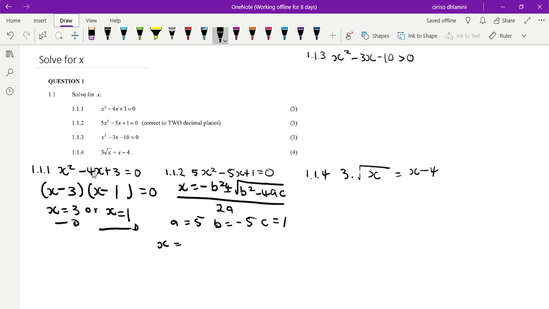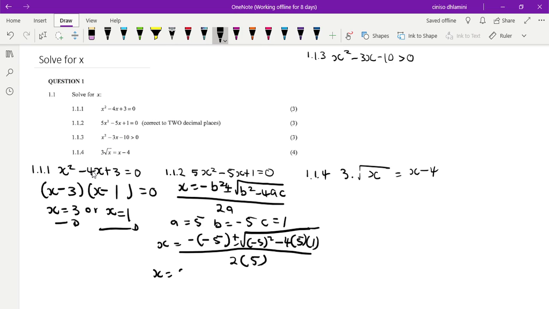So x equals minus into minus 5, plus or minus the root of minus 5 squared minus 4 times a, which is 5, times c, which is 1, all over 2 times 5. And then you're going to get x equals 5 plus or minus root of 5 all over 10, which in decimal form is x equals 0.72 or x equals 0.28.